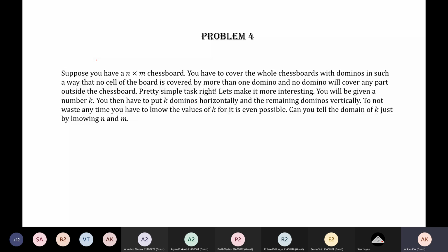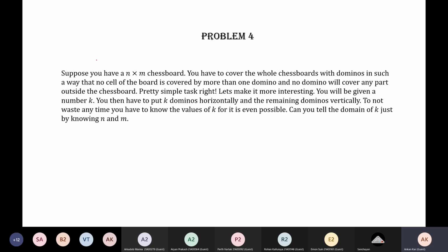Okay, just read it. Suppose you have an n cross m chessboard. You have to cover the whole chessboard with dominoes in such a way that no cell of the board is covered by more than one domino. That means no overlapping of dominoes will occur. You can place one domino on two cells and no other domino will be placed on any of those two cells. And no domino will cover any part outside the chessboard. That means it will totally fit the chessboard. Not one cell less, not one cell more than the chessboard.